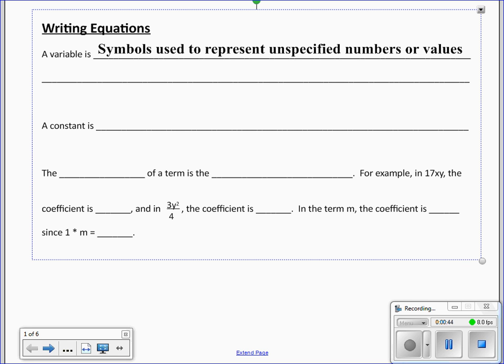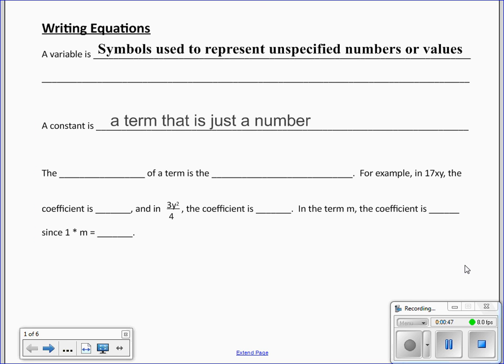A constant is a term that is just a number. So, going back to the variable, a variable could be our letters. A constant would be just a number, 5. And remember, we said earlier in the last unit, terms are separated by addition and subtraction. So when you have a plus 5, 5 is the constant, a is the variable.